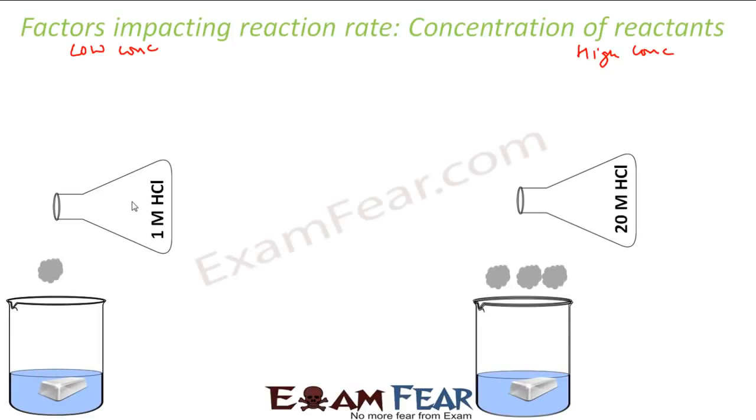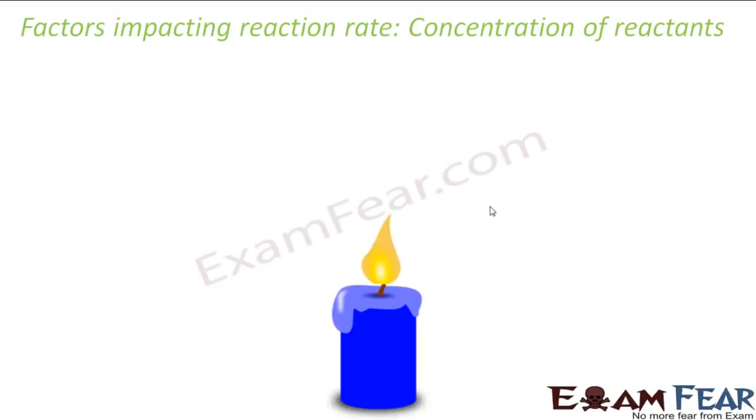So on the left hand side we had low concentration of HCl and little hydrogen gas came out. On the right hand side we had high concentration of HCl, and the zinc is the same in both cases. More and more hydrogen gas came out. So that means the reaction rate is more on the right hand side and less here. More rate of reaction, less rate of reaction. Less concentration, high concentration.